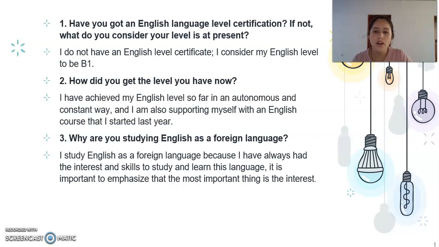How did you get to the level you have now? I have achieved my English level so far in an autonomous and constant way. I am also supporting myself with an English course that I started last year. Why are you studying English as a foreign language? I study English as a foreign language because I have always had interest and skill to study and learn this language. It is important to emphasize that the most important thing is the interest.